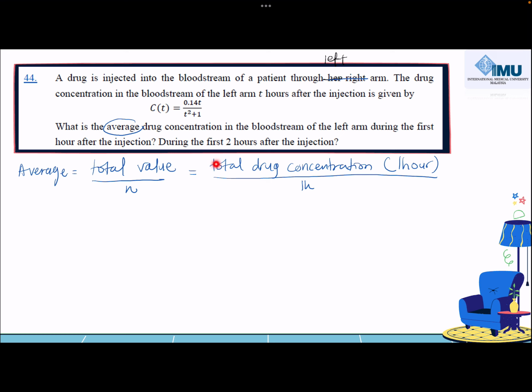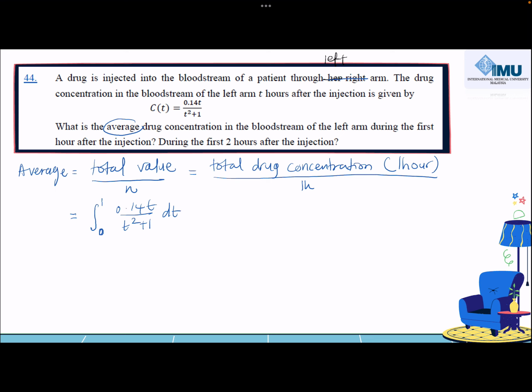So let's look into this term, total drug concentration. How do you want to find the total drug concentration? Yes, use the application of your integration. Remember, integration is actually the area under the curve as well as the total value. So you just simply need to integrate your drug concentration, which is your C(t), from 0 to 1 because of the first 1 hour. Then you will obtain the solution for the first part.